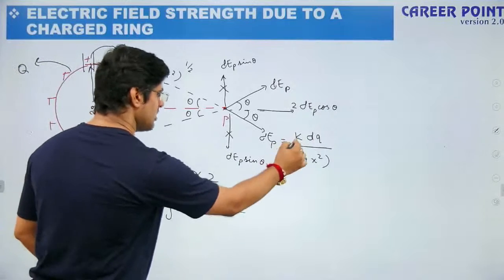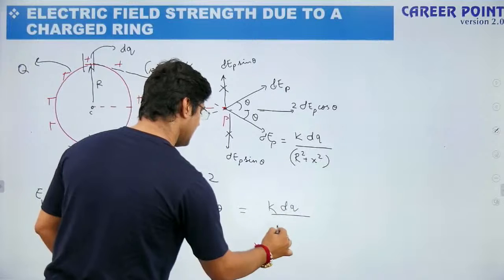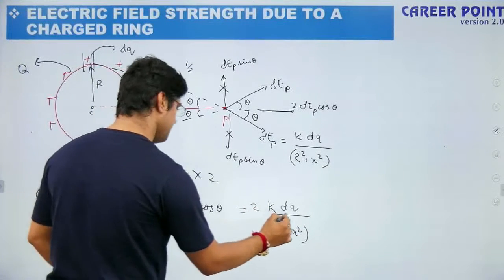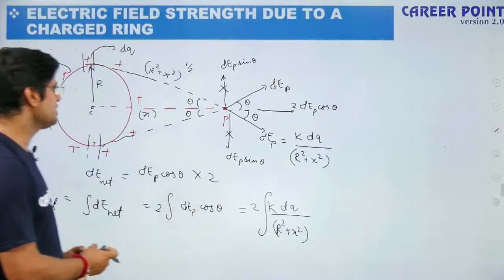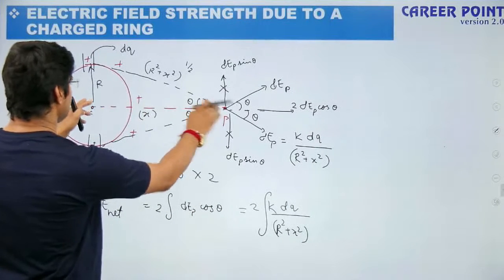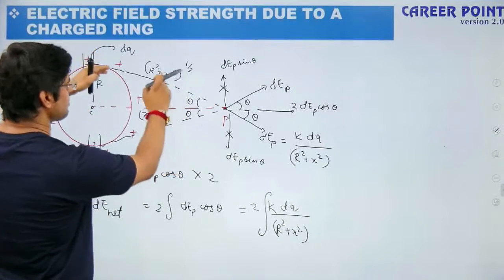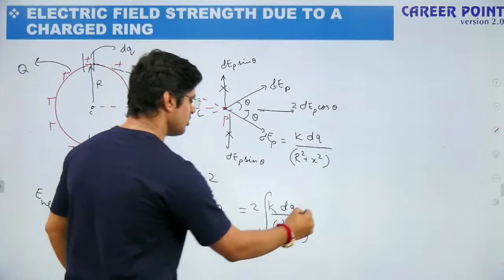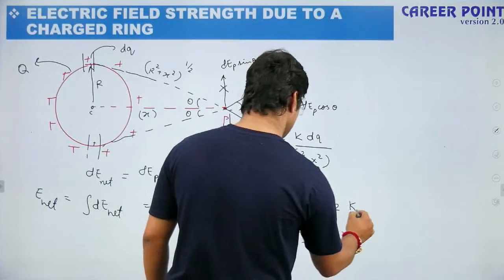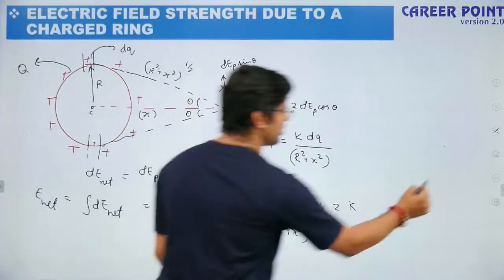Now tell me, if I put the value here, what will come? k dq by r square plus x square. 2 is still there. Instead of cos theta, what we can put? Instead of cos theta, what will come? Cos theta will be actually base by hypotenuse. So this is base x, hypotenuse will be r square plus x square raised to power 1 by 2. So we can write 2 into k. So this will be actually the value of cos theta. What to write?